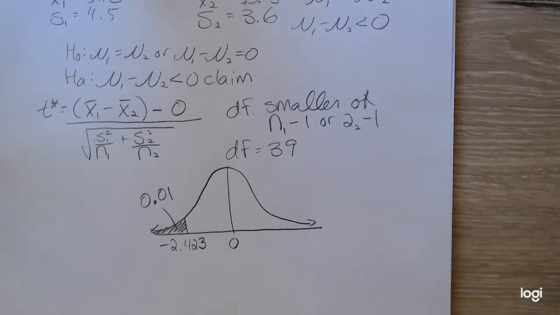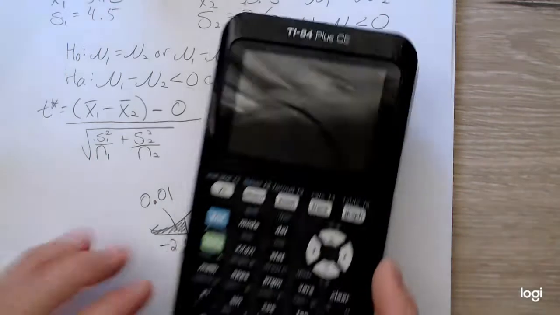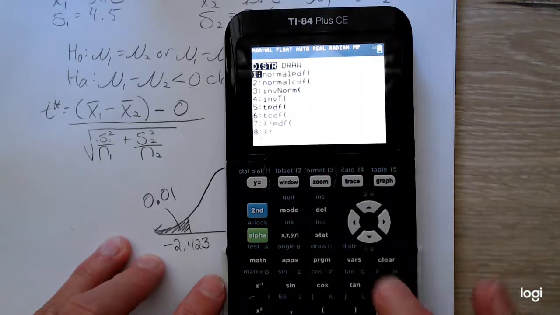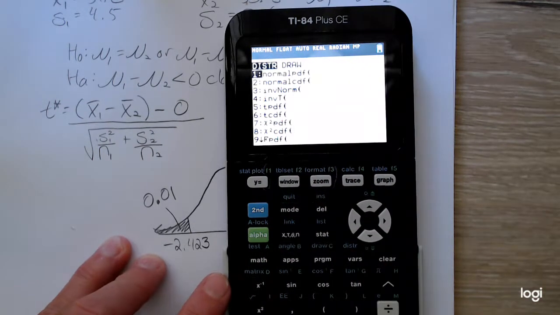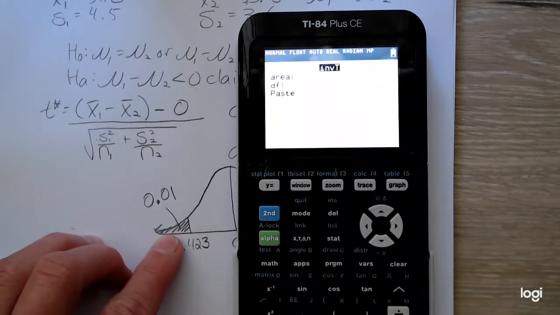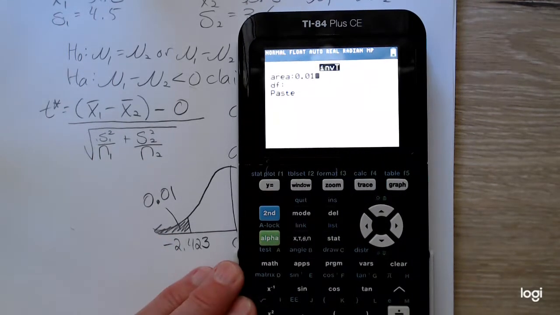I can get that critical value a little more accurately, although that's probably very close, using my inverse t in my calculator. Going to the distribution menu, selecting option 4. The cumulative area to the left of that critical value is 0.01. Degrees of freedom is 39.